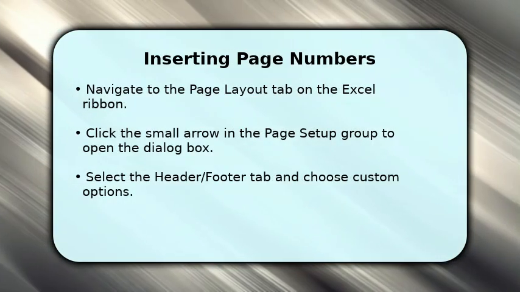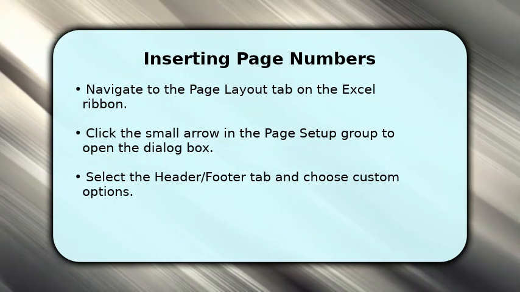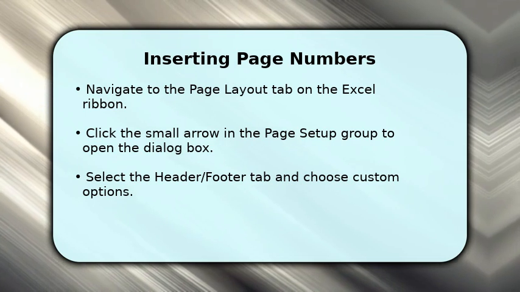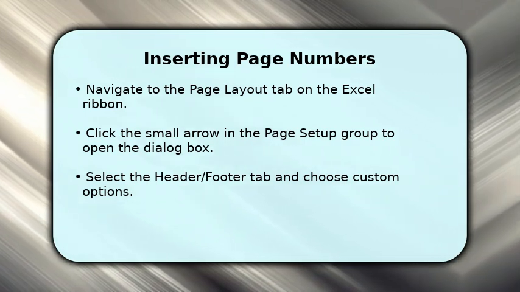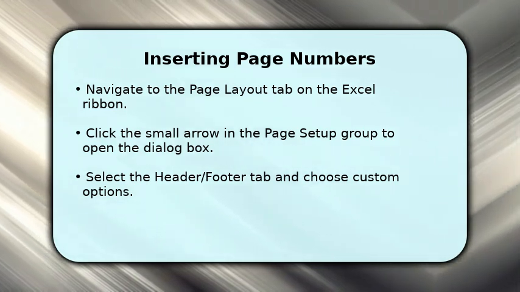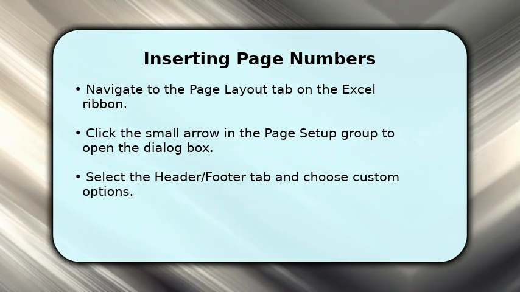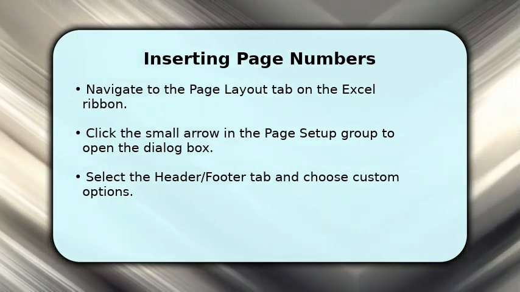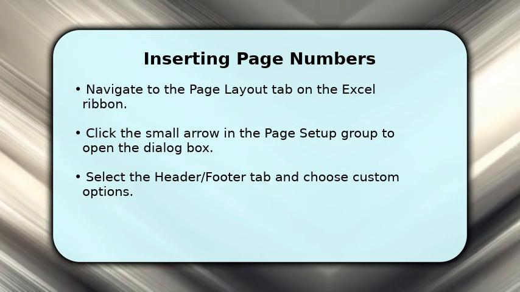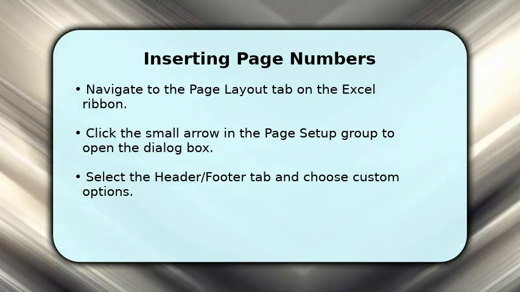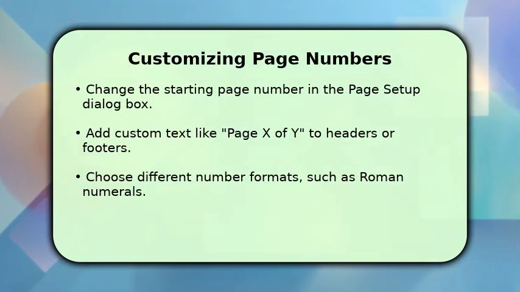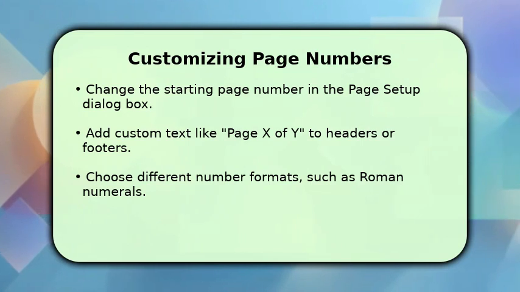To insert page numbers, first go to the Page Layout tab on your Excel ribbon. Then, locate the Page Setup group and click the small arrow in its bottom right corner to open the Page Setup dialog box. From there, select the Header/Footer tab. You can then choose from predefined headers or footers, or customize them to include page numbers exactly where you want them. Customizing your page numbers allows for greater flexibility.